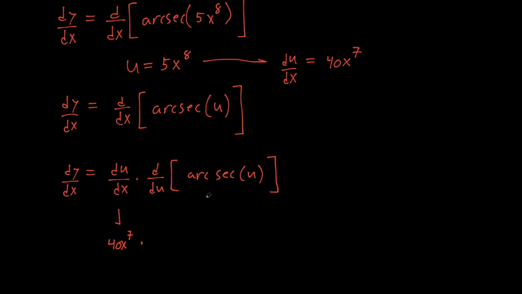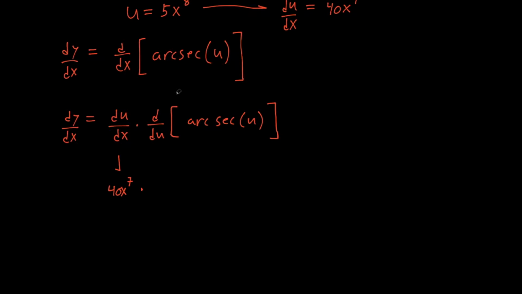Well, we already worked out the derivative of arc secant in the primary derivation video. So we have that equals 1 over u times the square root of 1 minus 1 over u squared.